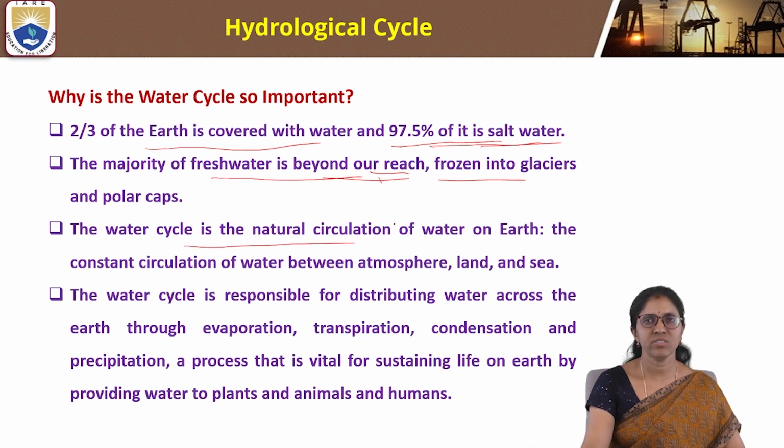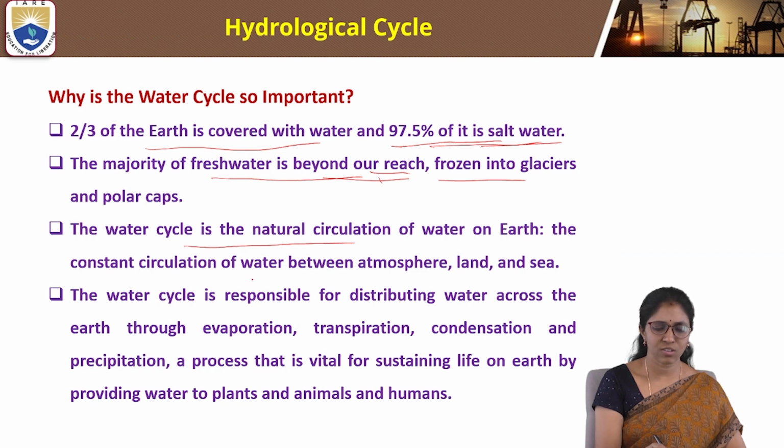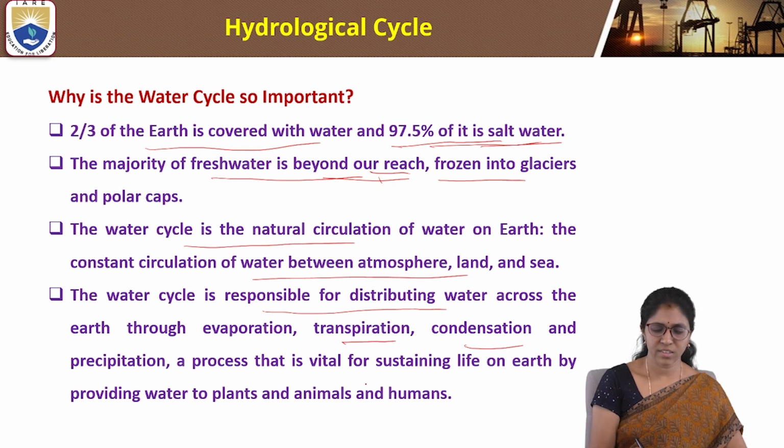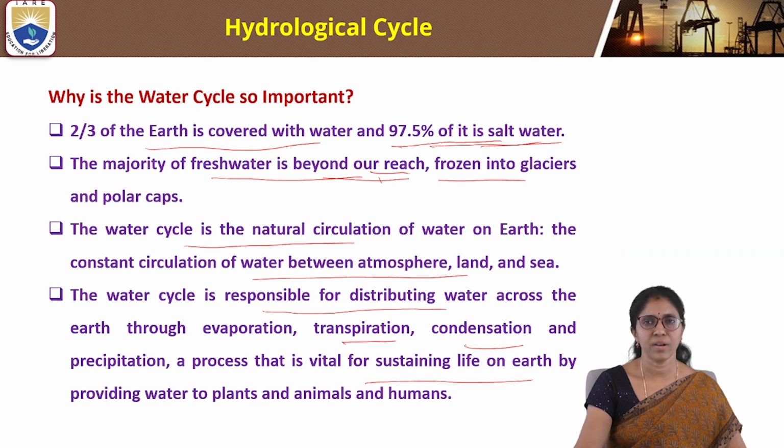The water cycle is the natural circulation of water on Earth, the constant circulation of water between atmosphere, land and sea. It is responsible for distributing water across the Earth through evaporation, transpiration, condensation and precipitation, a process that is vital for sustaining life on Earth by providing water to plants, animals and humans.